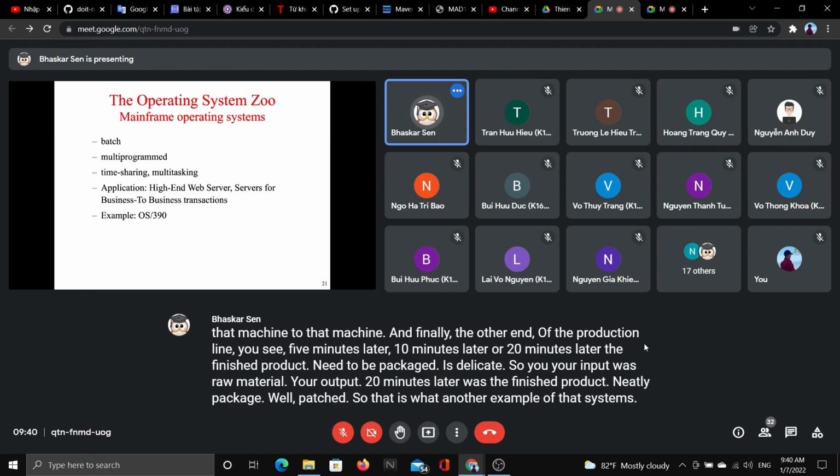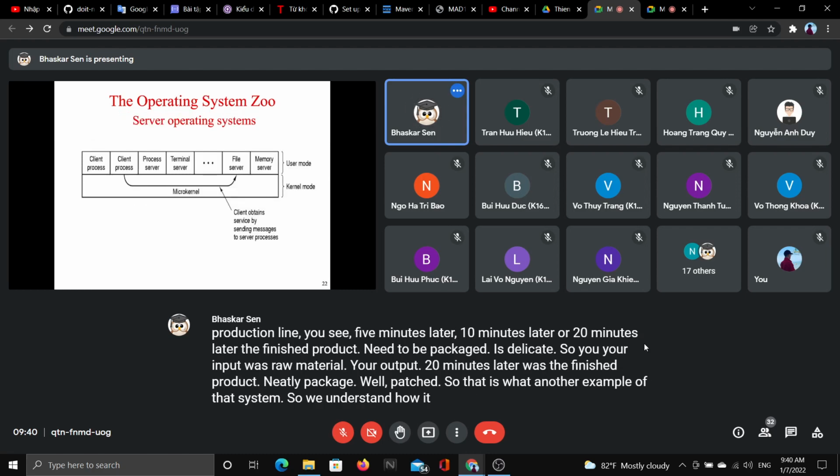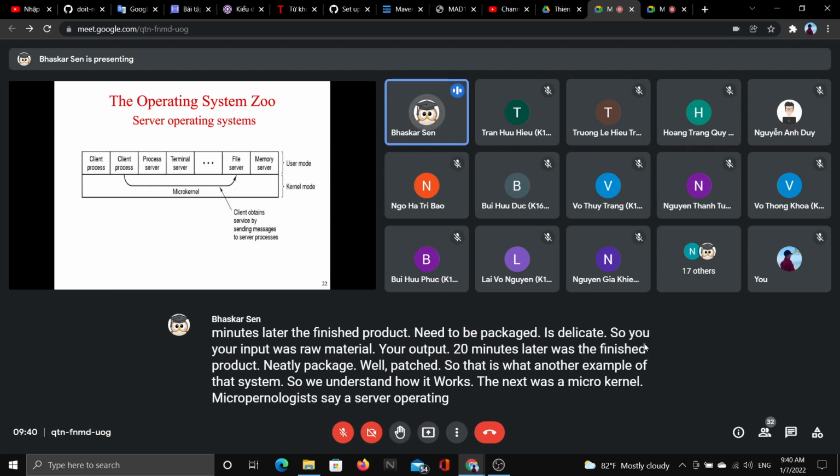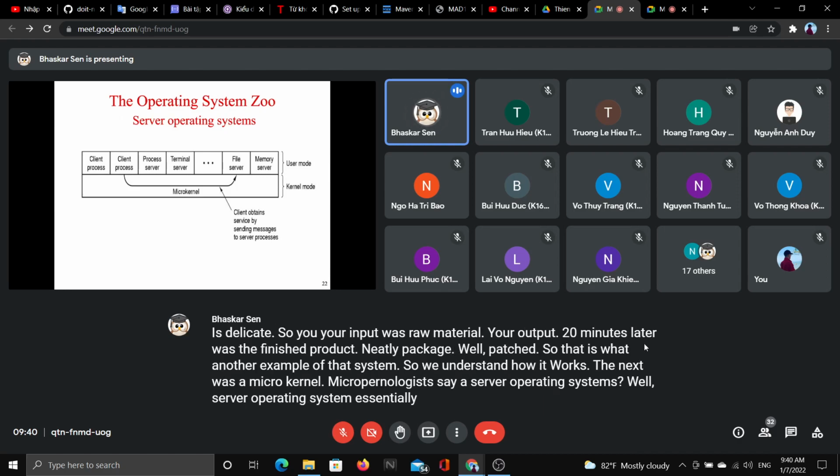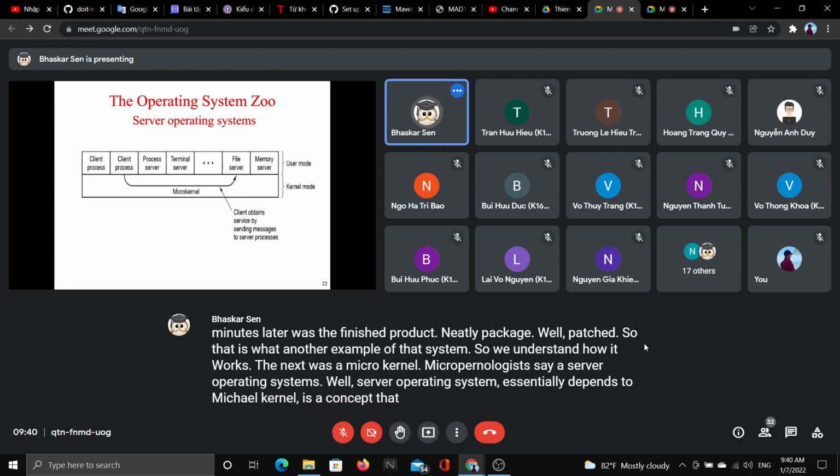So we understand how it works. The next one is a microkernel. Microkernel, although this says server operating systems, well, server operating system essentially depends on microkernel. Microkernel is a concept that was first conceived by Steve Jobs. Yes, Apple.